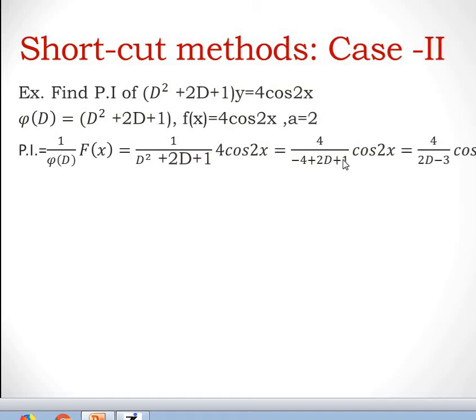plus 2D plus 1, cos of 2x, that is equal to 4 upon 2D as it is, minus 4 plus 1 is minus 3. So 4 upon 2D minus 3, cos of 2x.